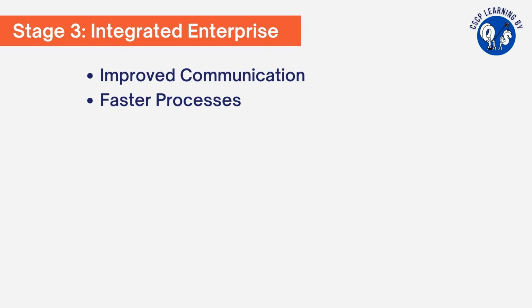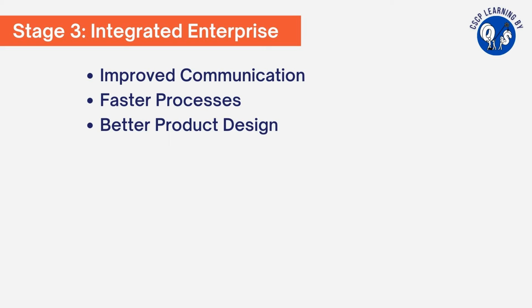Faster processes. They work on making everything faster, from getting orders from suppliers or delivering products to customers. They use advanced software like MRP2 and ERP to help different parts of the company talk to each other. This means that manufacturing and finance, for example, can now communicate and plan together.